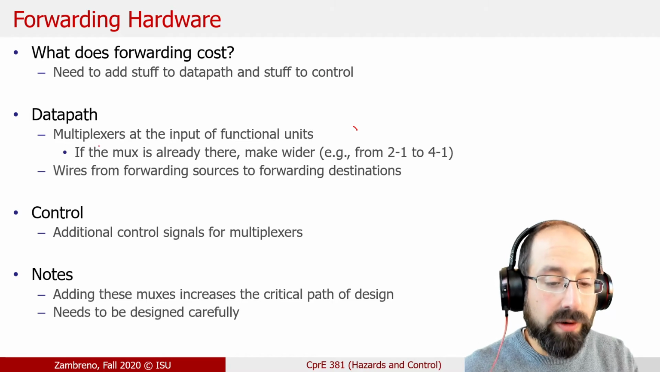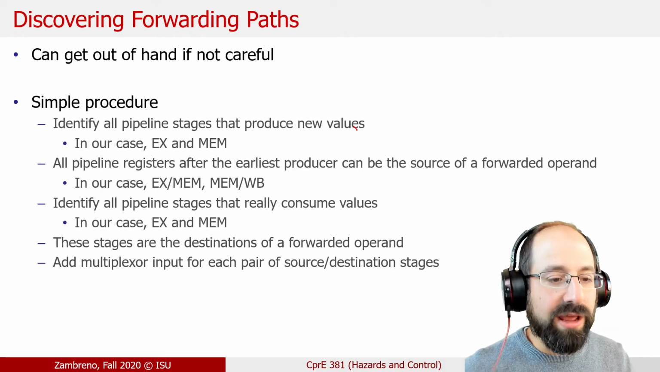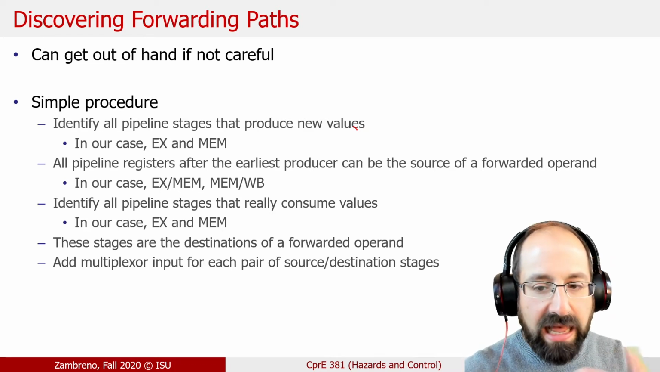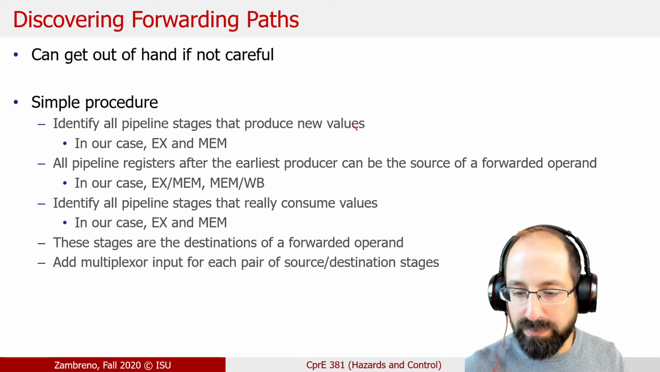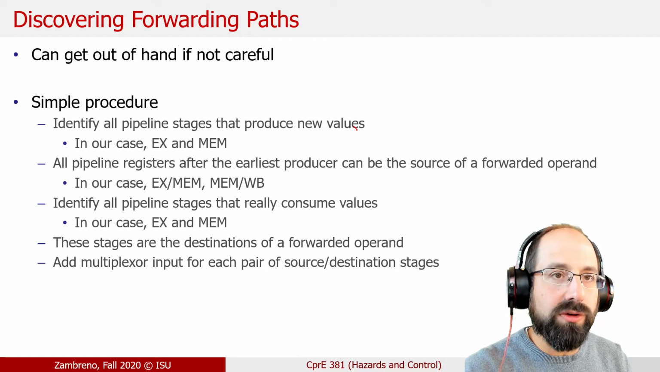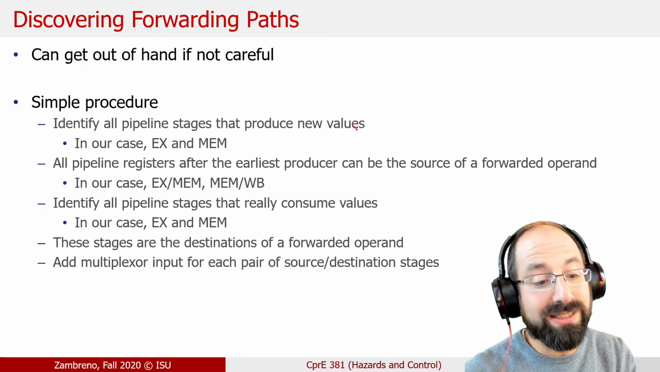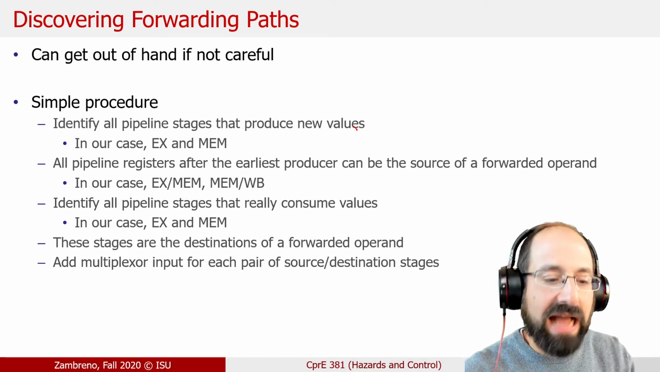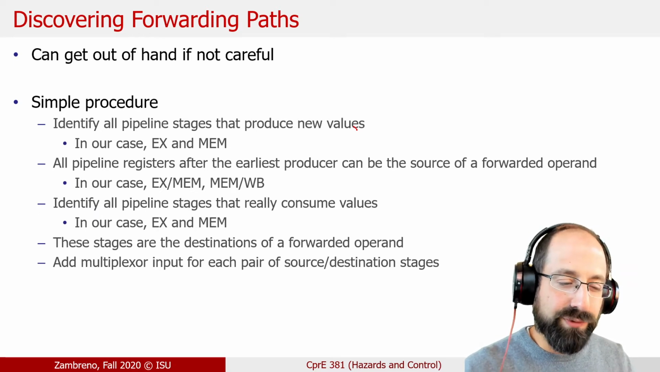There's going to be a lot of it. If we're not careful, the number of paths that we discover and the amount of logic and muxes we wind up adding can get a little bit out of hand. The approach that I like to follow is, again, to look at all those pipeline stages that produce values, and then separately all of those pipeline stages that consume those values. And this is part of the design philosophy of MIPS. This is not a happy accident of MIPS.